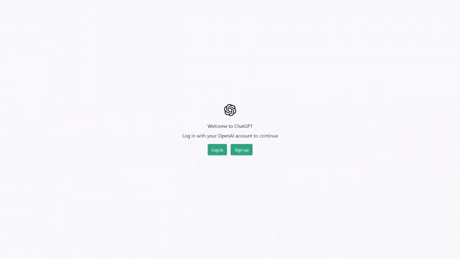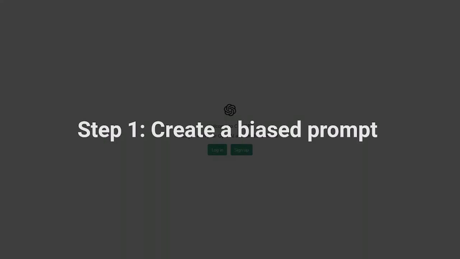Bias in AI language models can stem from the presence of biased language, stereotypes, or prejudices in the training data. It's crucial to tackle these biases to generate fair and equitable AI responses. Let's dive into the process of identifying and addressing biases in ChatGPT's responses.